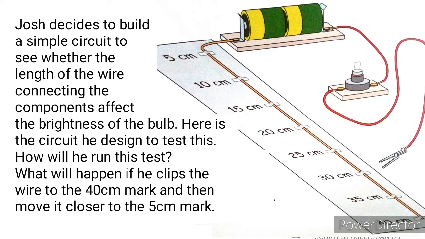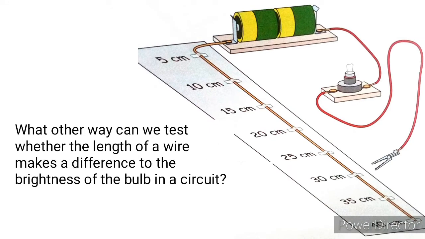It will burn up more. That is, it becomes brighter and brighter. That's what I want you to understand here. What other way can we test whether the length of a wire makes a difference to the brightness of the bulb in a circuit? What other way do you think we can do this experiment or this simple technique?